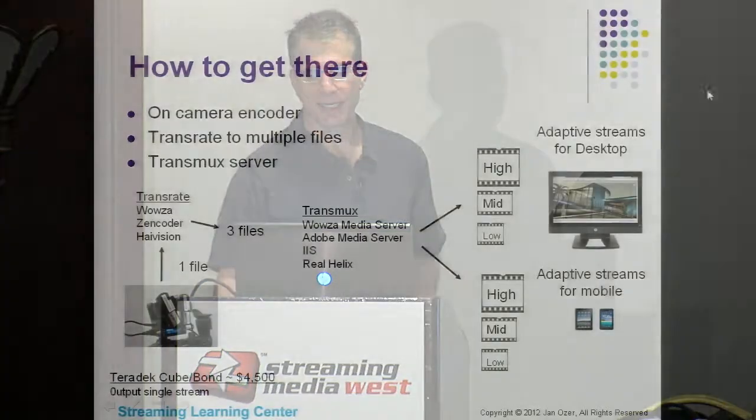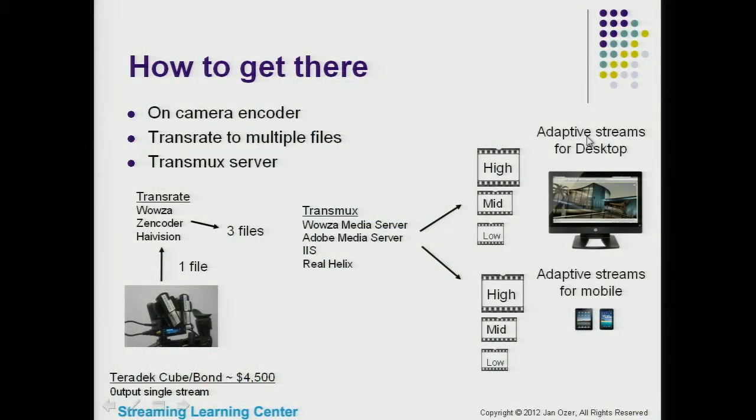but you get to the same place. And yet another way to get to the same place, a set of adaptive streams for the desktop and a set of adaptive streams for mobile, is to have an on-camera encoding tool. Send this to a live transcoding service or transrating service. And we'll talk about this category. You send one stream in to the cloud or to a server, and then that can create 3 files. And once you have these 3 files, you can send those to a transmux server, create the adaptive streams for the desktop and the adaptive streams for mobile.